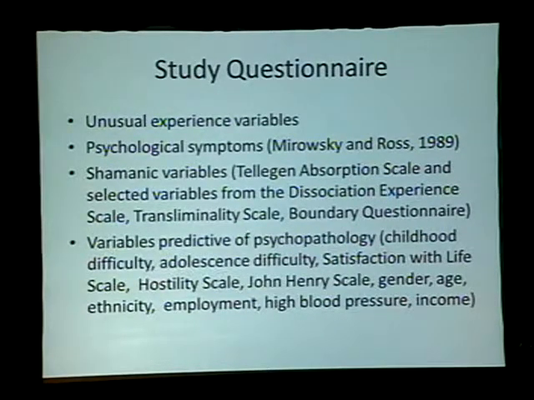Childhood difficulty, satisfaction with life scale. The John Henry scale is designed for African Americans, and my sample is predominantly African Americans. I'm in Northeast North Carolina. Gender, age, ethnicity, employment. Somewhere there's income. There it is. There's the income. Income is known to be perhaps the best predictor of mental disorder. So we'll put that on the questionnaire.